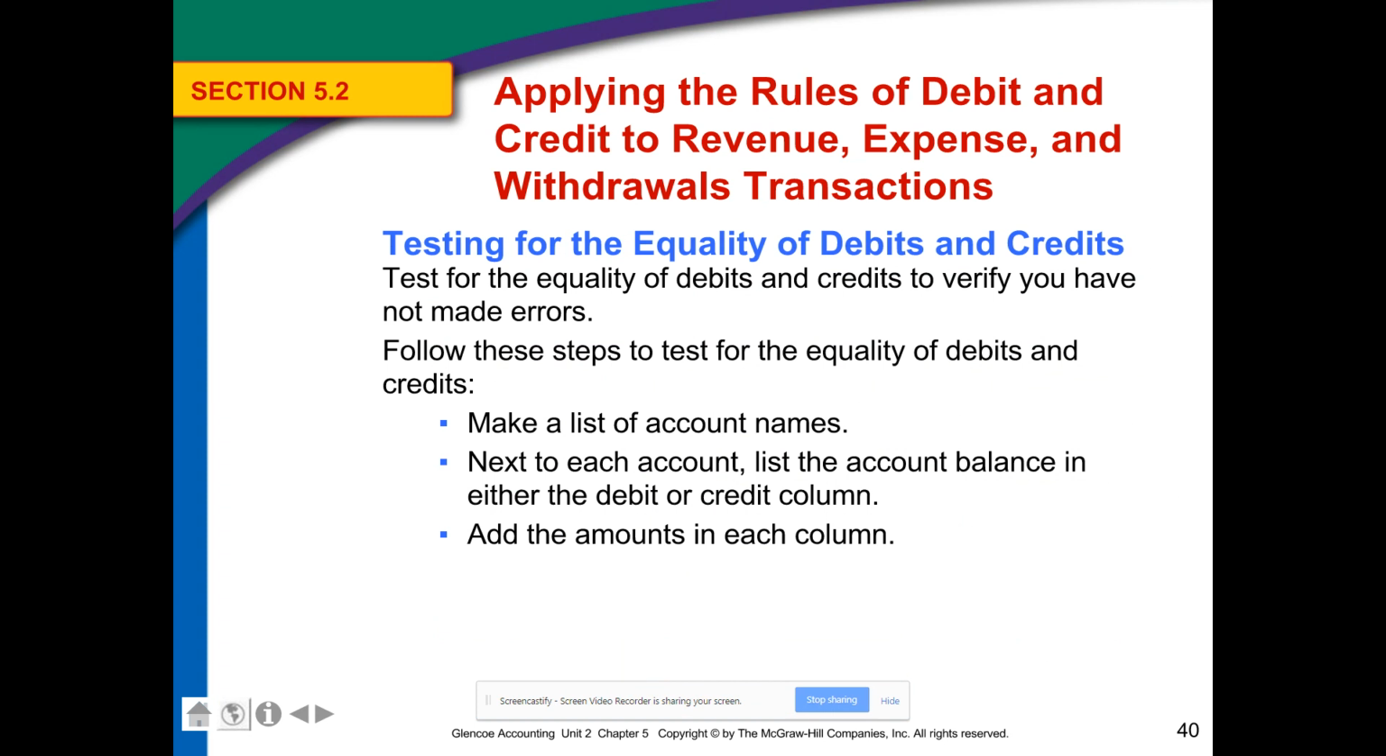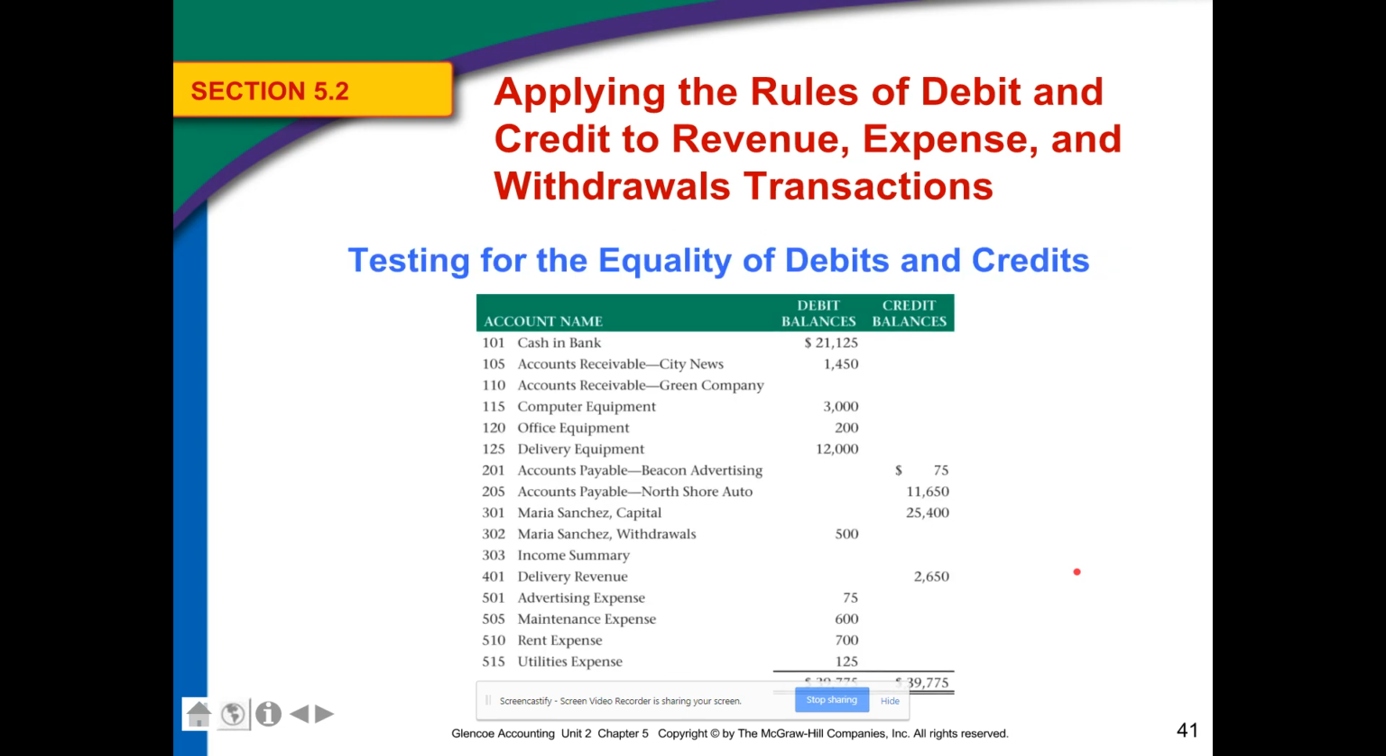Lastly, you can run a test for the equality of debits and credits. We did this yesterday when we totaled our T accounts, but this just gives it to you in a different form where you list the accounts and you list if they have a debit or a credit balance, and then you total them out. In accounting, a single line means that you're going to add a total. A double line means that that is the final amount. So what I have in my debit column should exactly match what I have in my credit column when I total these.